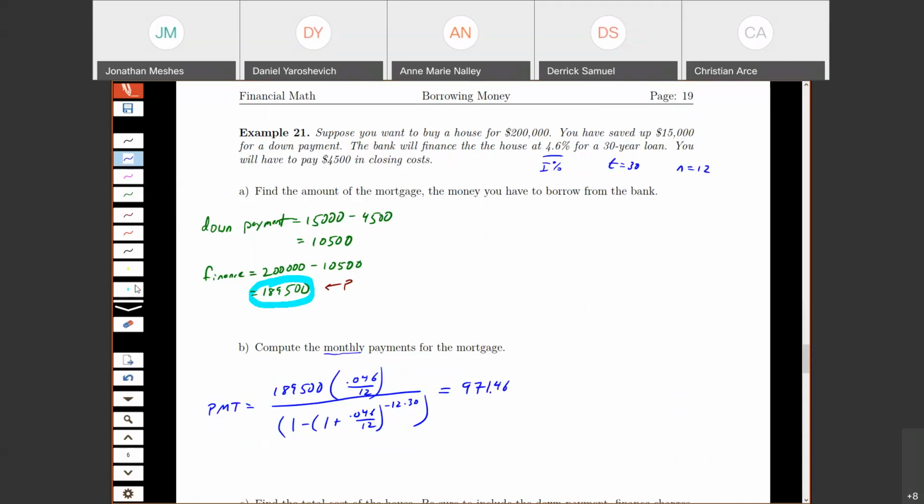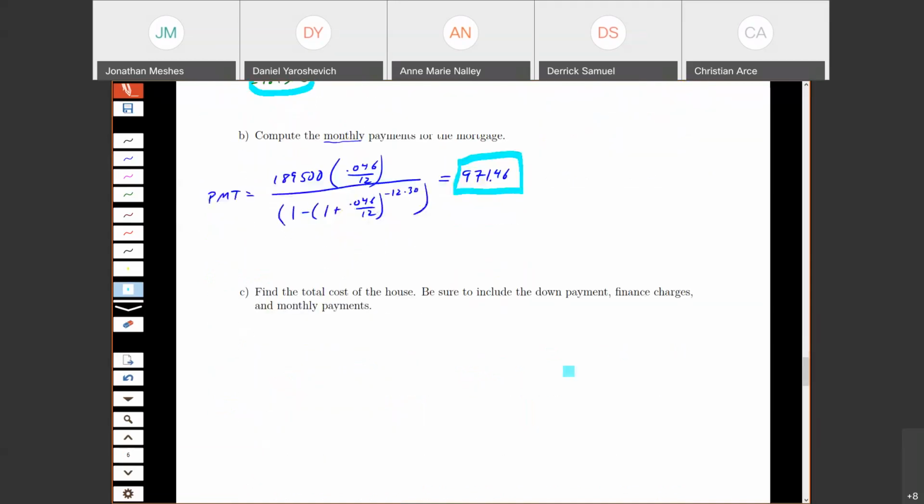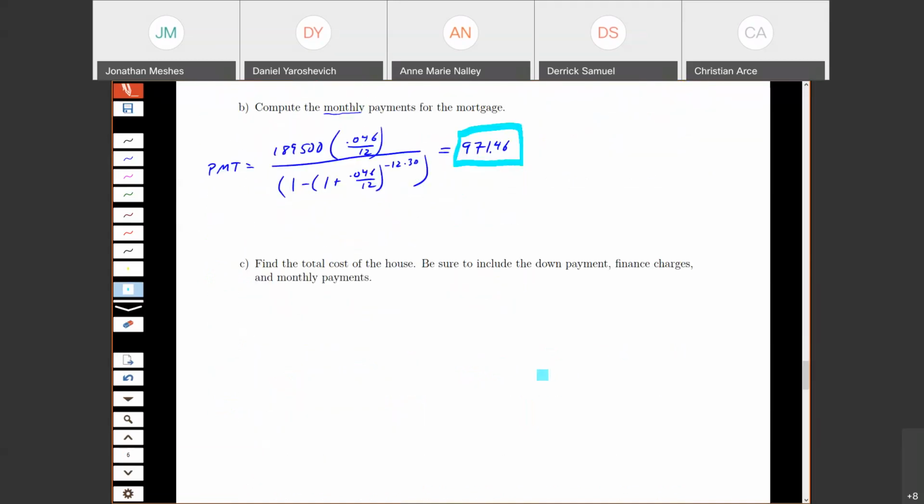Okay, so this is my monthly mortgage payment. Now what we're going to do is find the total cost of the house. To find the total cost, what we need to do is look at our payments and compute those, but also look at the money that we paid at the beginning. So first let's look at our payments.